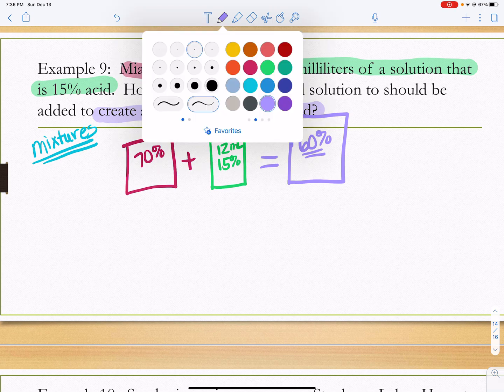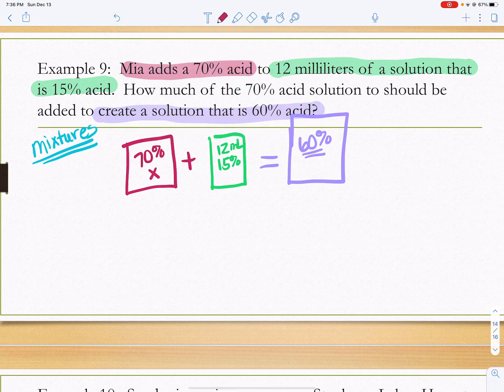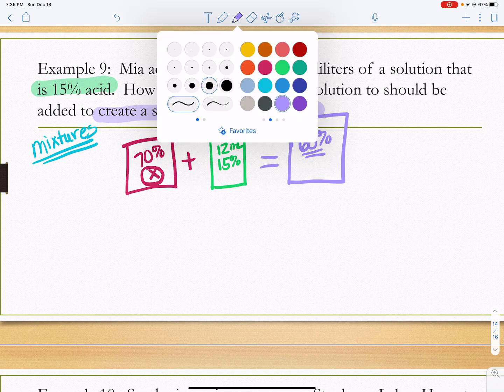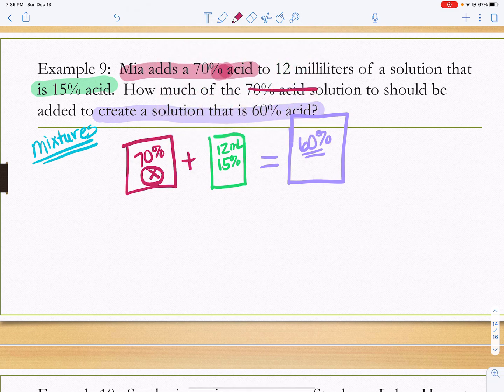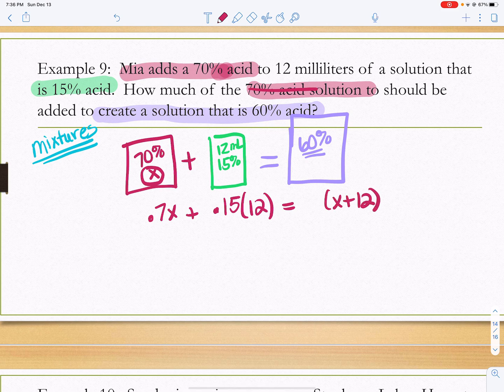So what we're really looking for on this problem is how many milliliters of the 70% acid we would add. That's the amount we're looking for. So I do 0.7 times x plus 0.15, because that's my percentage, times 12 equals, now when I dump them together, aren't I going to have x plus 12? Because it's a mixture problem, I'm going to have 60% of that.